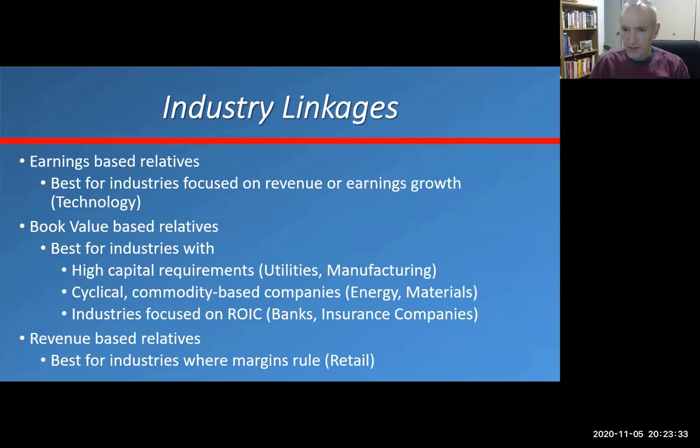Then you have book value-based relatives. So for manufacturing, those firms that have high capital requirements, utilities, manufacturing. So those of you doing Deere, Whirlpool, those types of heavy industry, heavy manufacturing, no one's doing utilities in here. Price to book is the most logical one to use. For Exxon and Chevron, you would use price to book. Any type of commodity-based companies, whether it's energy or materials.